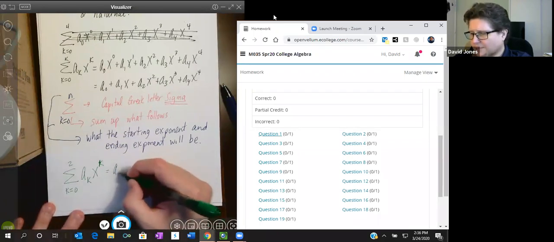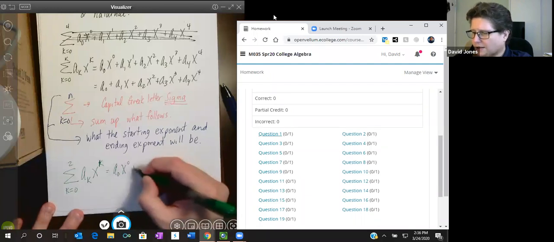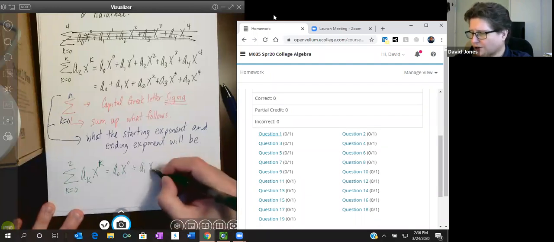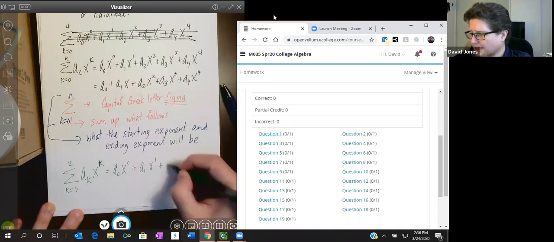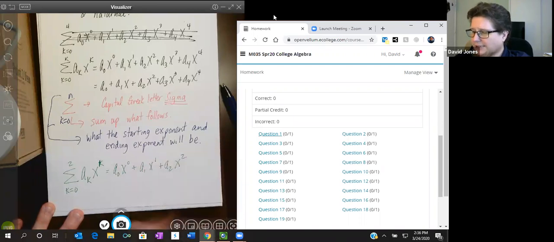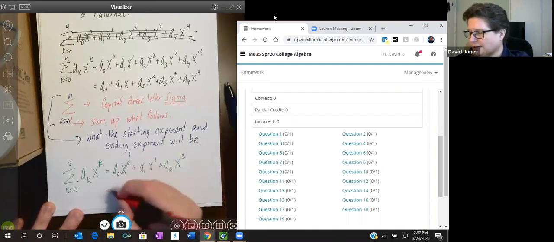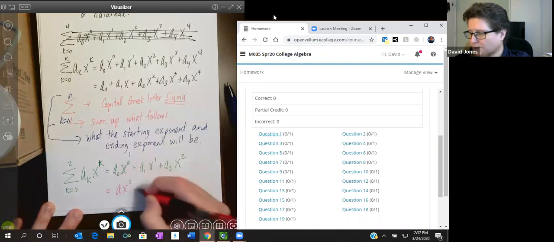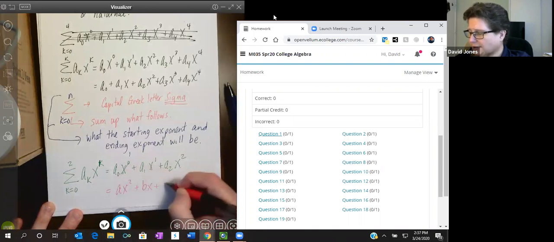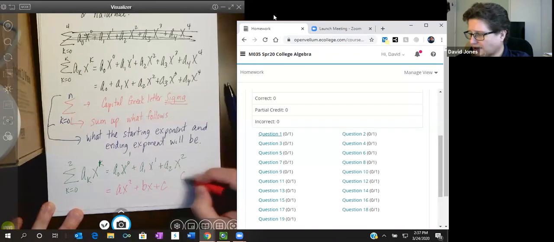This is a sub 0, x to the 0, plus a sub 1, x to the 1, plus a sub 2, x squared. We've got an x squared, an x, and a number with no variable. X to the 0 is 1. You know this quite well as ax squared plus bx plus c. This is a quadratic function.